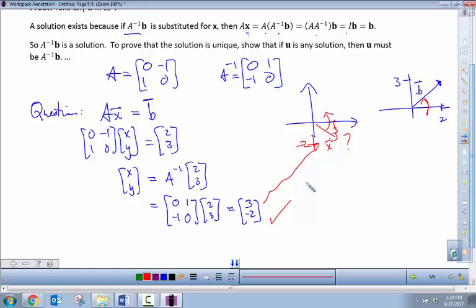Any questions? Are we good so far? We're kind of running on the same theme of an example because it's a 2 by 2 rotation matrix, so we can visualize it, and it seems like a natural thing to do. All right, let's move on.